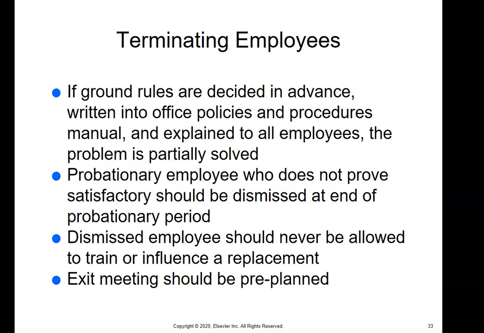Terminating employees. If ground rules are decided in advance, written into office policies and procedures manuals, and explained to all employees, the problem is partially solved. A probationary employee who does not prove satisfactory should be dismissed at the end of the probationary period. Dismissed employees should never be allowed to train or influence a replacement, and an exit meeting should be pre-planned. An employee who has been in service for some time and is not performing satisfactorily should be warned and given an explanation of the specific improvements expected.